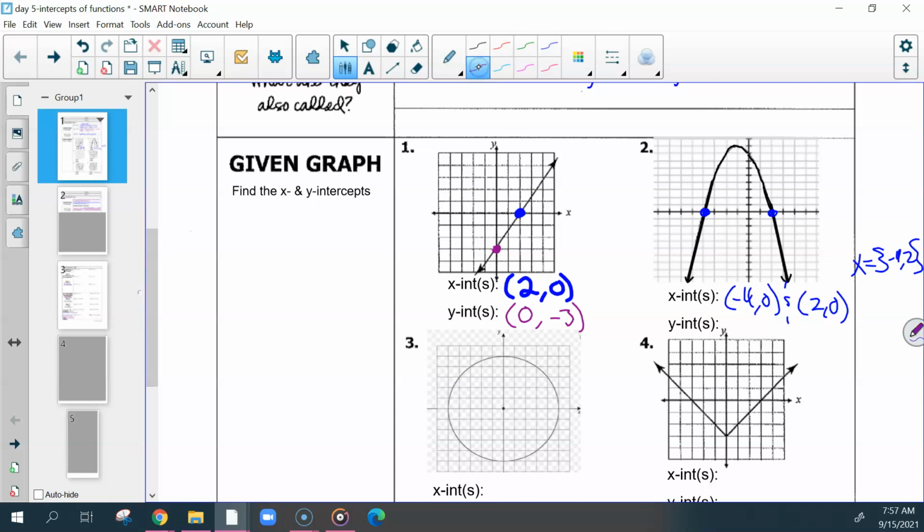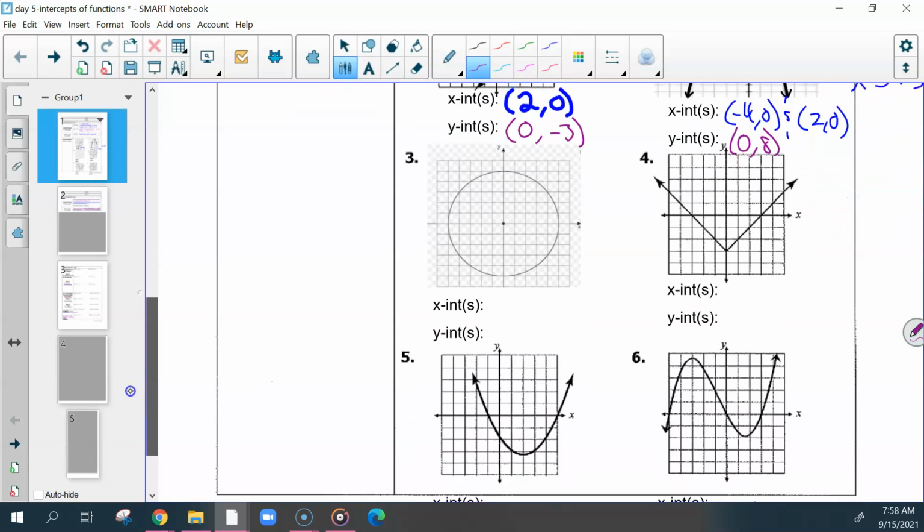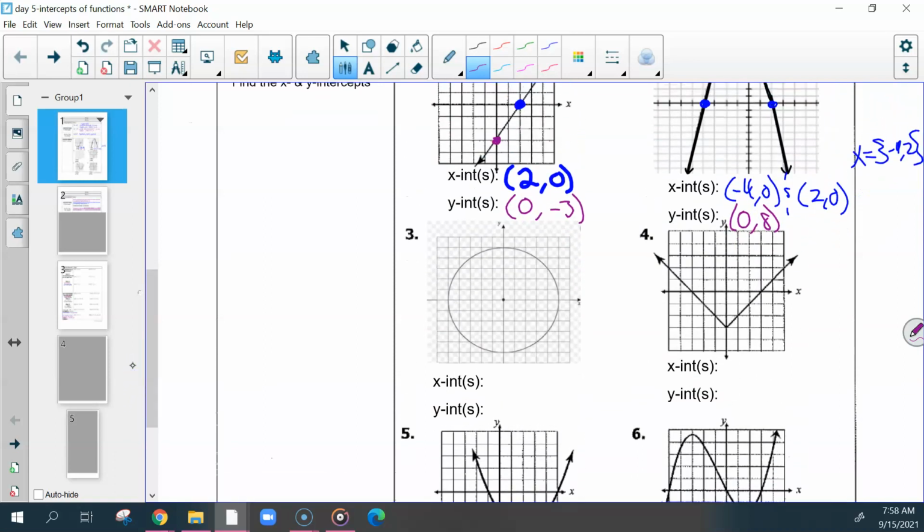What is the y-intercept? I heard voices, but I didn't hear exactly what it said. 8. 8. We're going to do one more together, then I'll let you do the others.